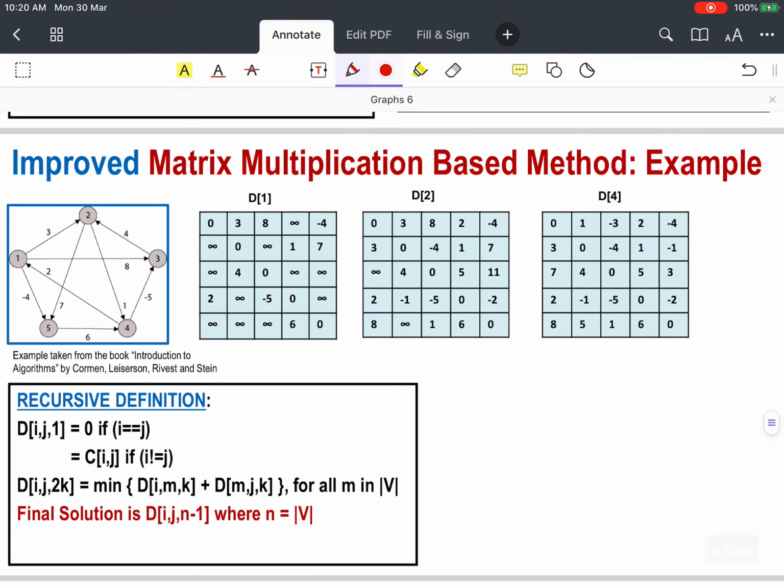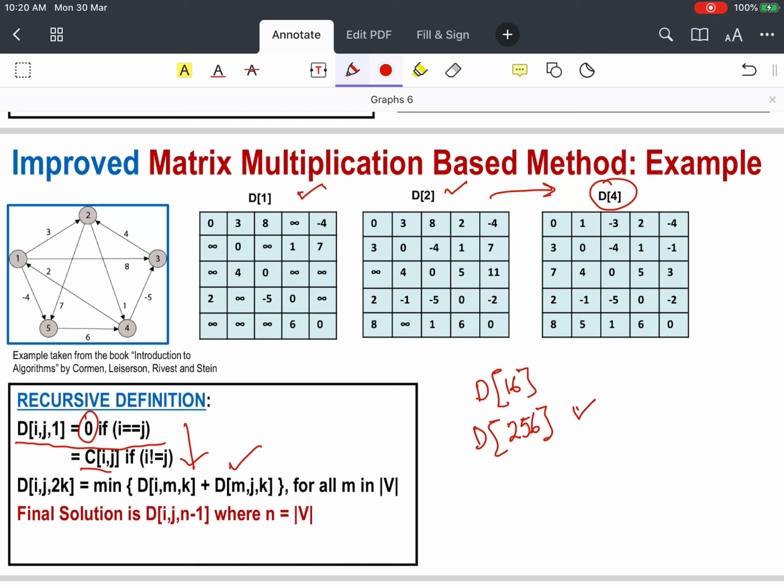And how does the algorithm work now? Instead of C i j 0, we start with d1, which is either the edge cost, or 0 for the diagonals. Now from d1 we get d2, from d2 we get d4, and if there were more vertices, next time we would get d16, next time d256, and so on, which means that the number of outer loops drastically reduces.